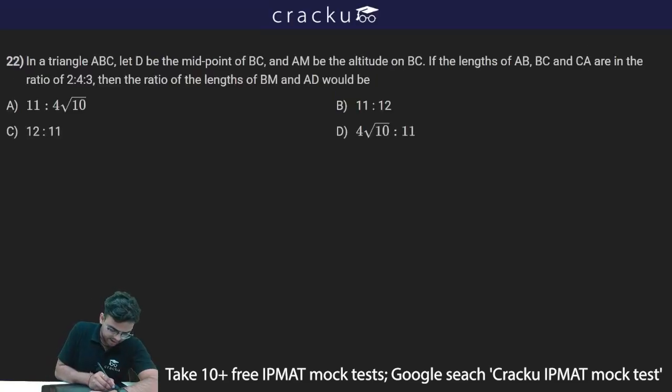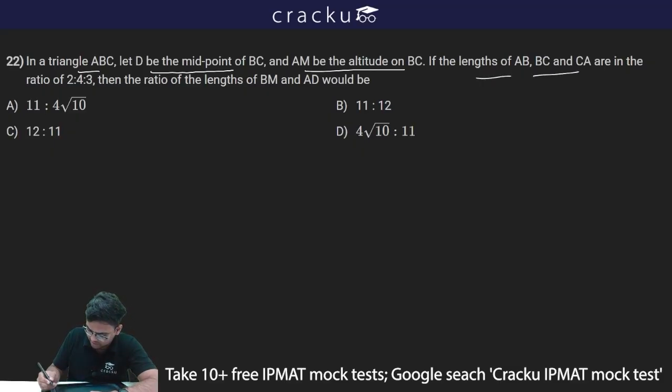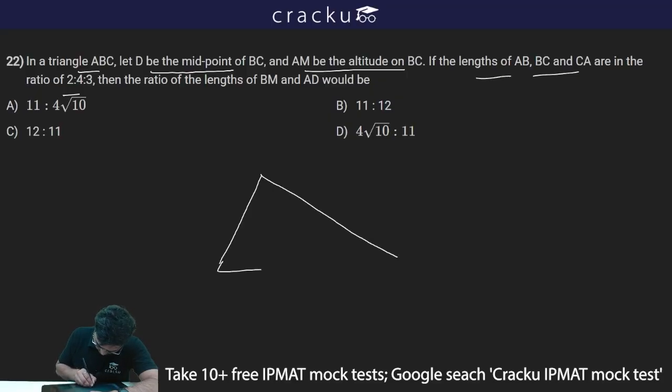The next question is saying, in a triangle ABC, let D be the midpoint of BC and AM be the altitude on BC. And if the lengths of AB, BC and CA are in the ratio 2:4:3. The triangle is something like this. This is A, B and C, and the side lengths are 2:4:3. Let's say this is 2K, this is 4K and this is 3K. AB is to BC is to CA is 2:4:3.